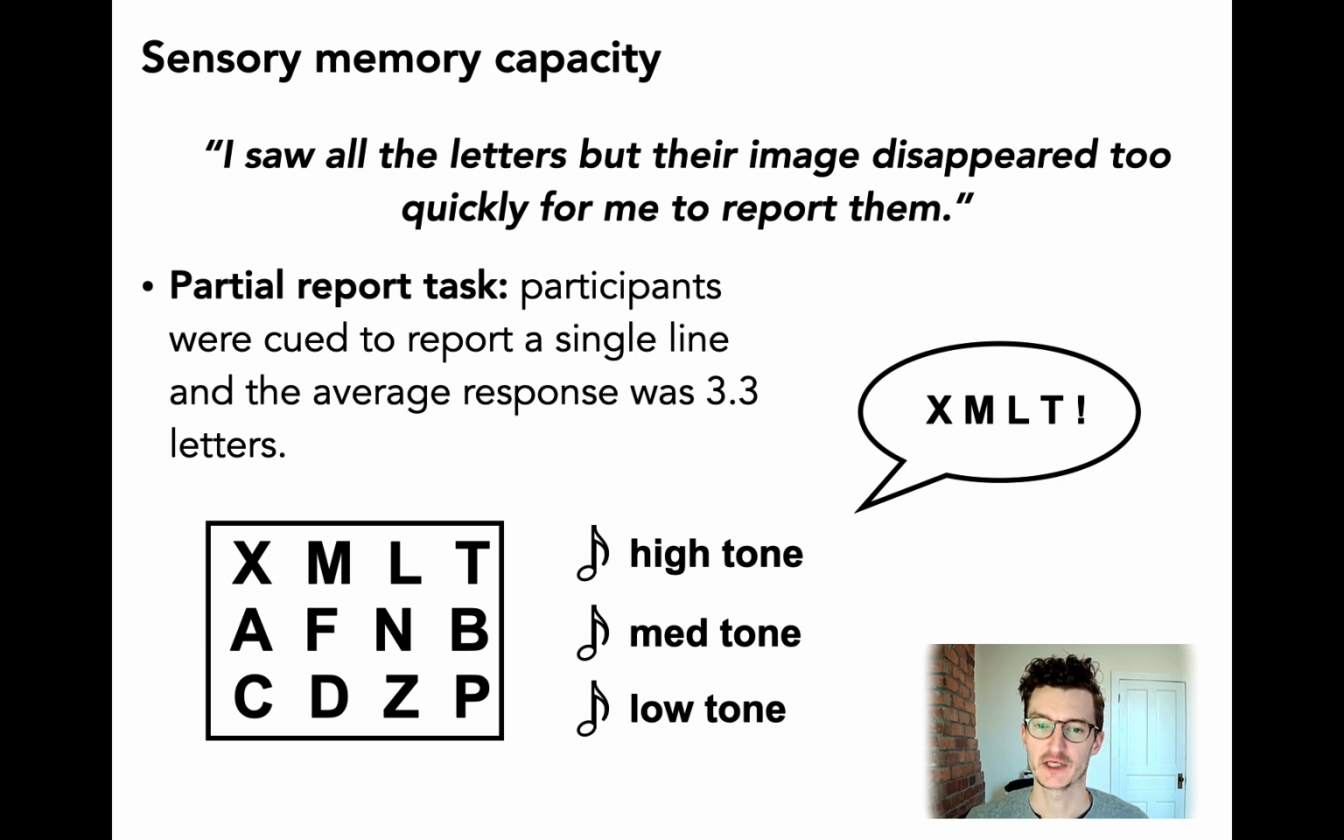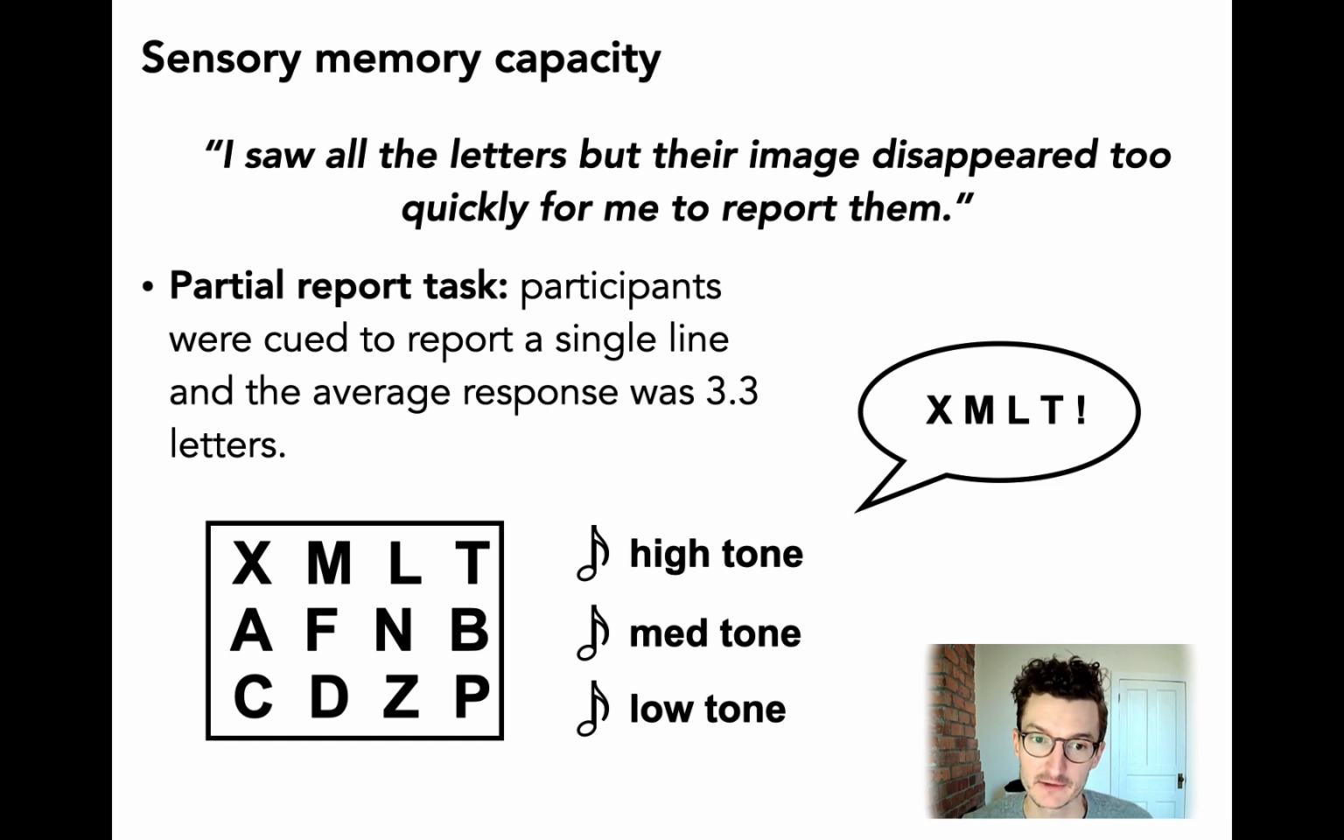And so he redesigned his study so that participants were cued to report a particular row. And this cue was simply a high tone, a mid-range tone, and a low tone. And what he found was that when participants were given this cue, they were able to report about 3.3 letters, but they could report 3.3 letters from any line, so from any of the 3 lines. And so, yes, they're reporting fewer letters, but the fact that they can report letters from any row suggests that all the rows are actually in their sensory memory store. So they're holding everything that they're looking at.